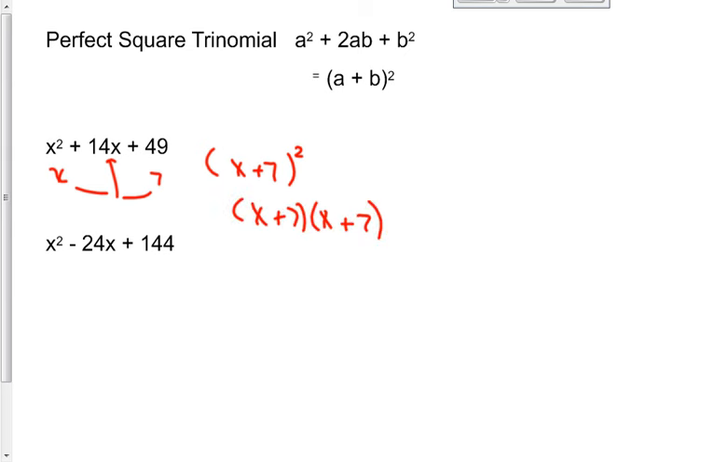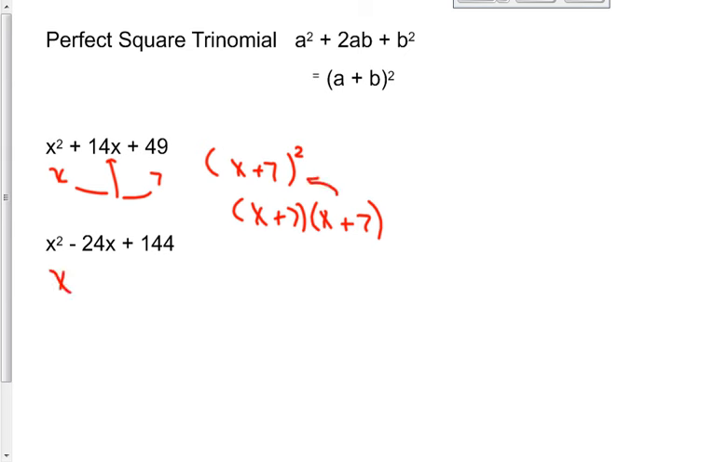So if you miss the fact that this could be a perfect square trinomial, then hopefully you still were able to figure out two numbers multiply together to give you 49 and to give you 14 would be 7 and 7. Well, this can just get shortcut and written as x plus 7 squared.